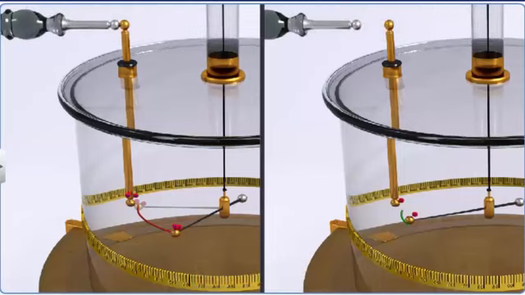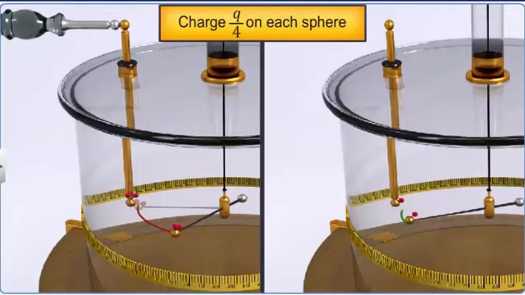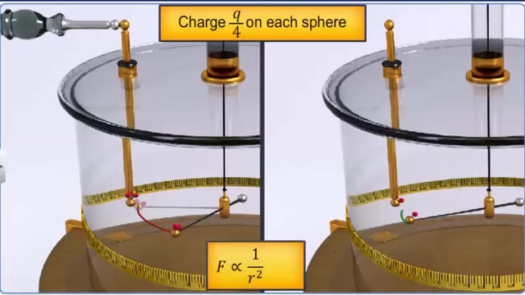Now, keeping the charge on each sphere constant, if the distance between the charged spheres is varied using the micrometer screw, the angle of deflection is found to be inversely proportional to the square of the distance r between the charges. Since the force of repulsion is proportional to the angle of deflection, we can say that the electrostatic force F between the charges Q1 and Q2 is inversely proportional to the square of the distance r between the charges. Let this be equation 2.